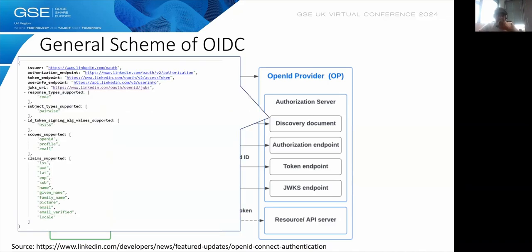And this is what I was saying earlier. The discovery document basically gives you the metadata of what OpenID offers you.